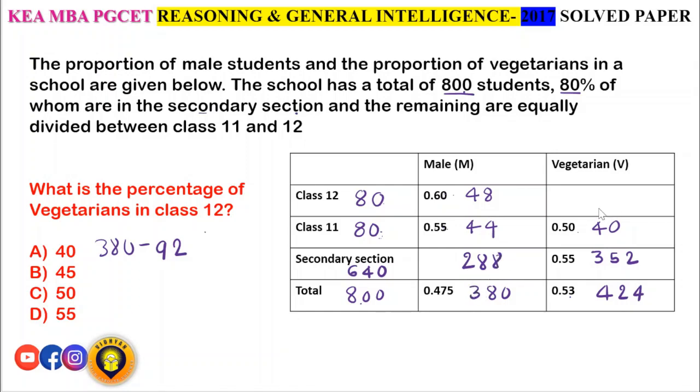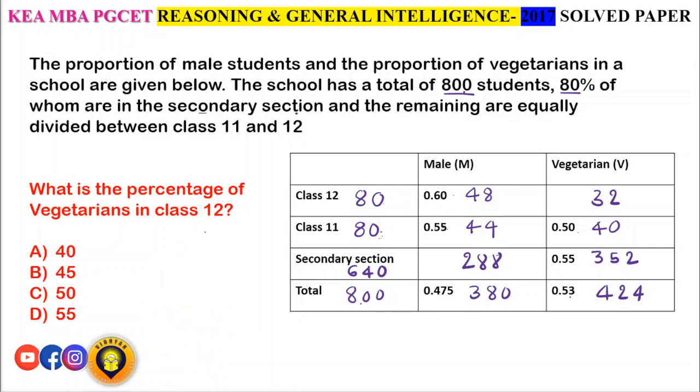Okay. Now vegetarians: total vegetarians are 424. Out of this, 352 are in secondary section, 40 are in class 11. That means 352 plus 40, 392. So from 424, if you subtract 392, you will get the number of vegetarians in class 12. So 4 minus 2 is 2, 12 minus 9 is 3. So 32 vegetarians are in class 12. So this is how you can decode this whole thing.